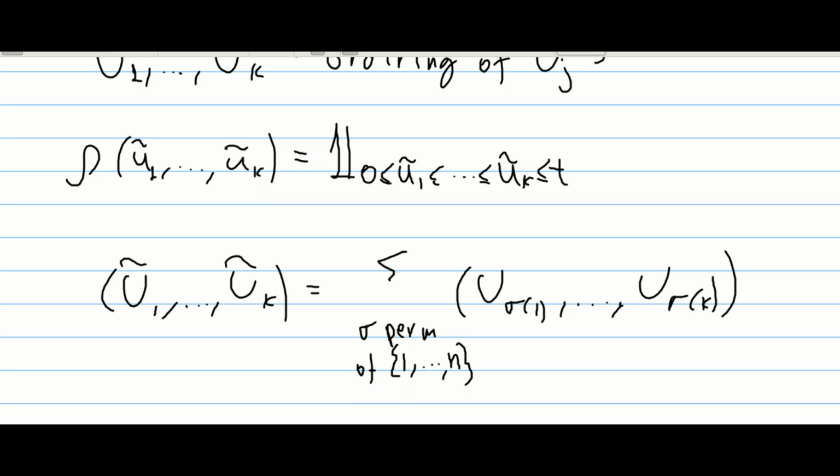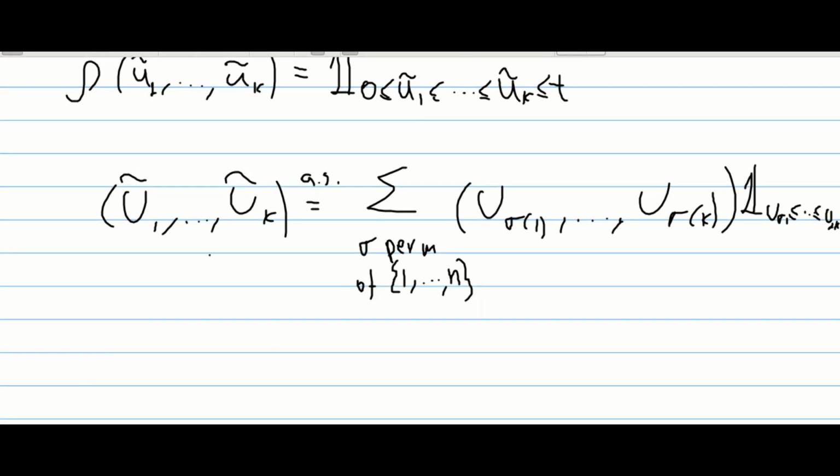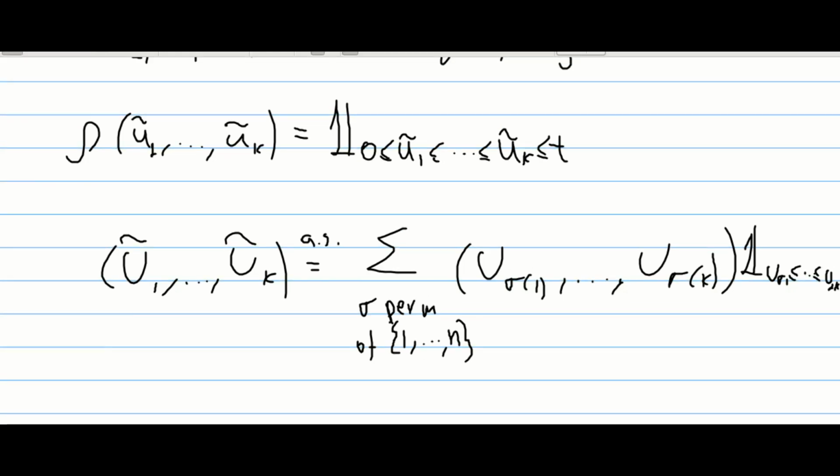I don't know. Let's sum over all the permutations, but let's only keep this when they are in order. So u sigma 1 and u sigma k, they are in order. So now it's perfect. This is now an almost sure equality. That the ordered pair, we sum over all permutations and we just keep the one that keeps the right order, and we put the vector here of the permutation. So the nice thing about this is it gives us the density of these u's here.